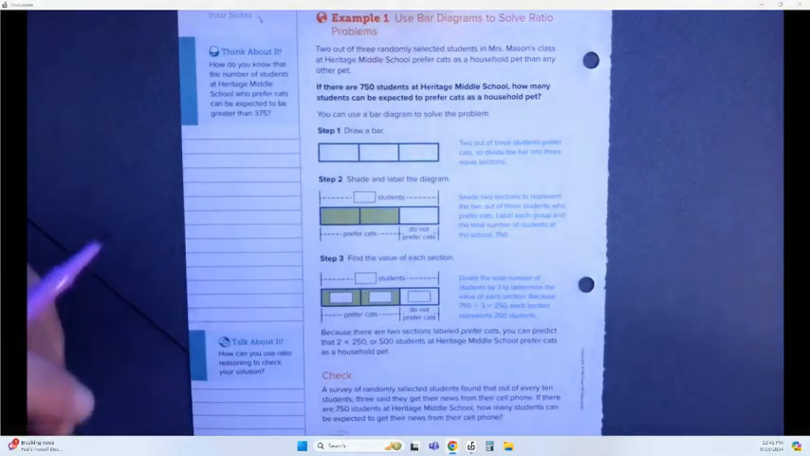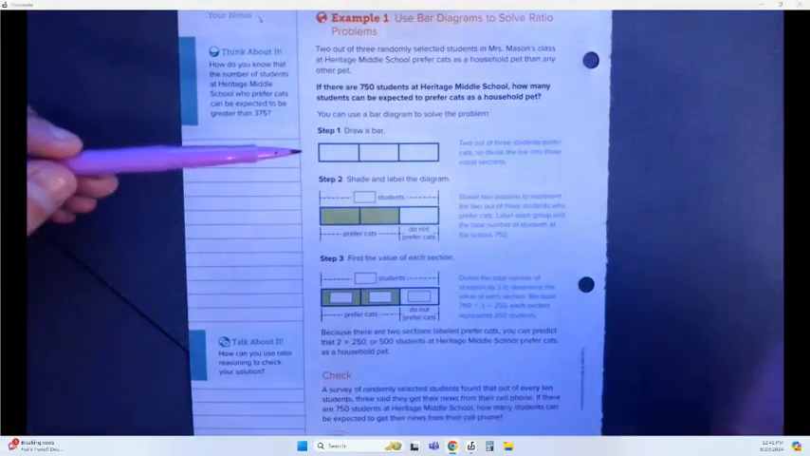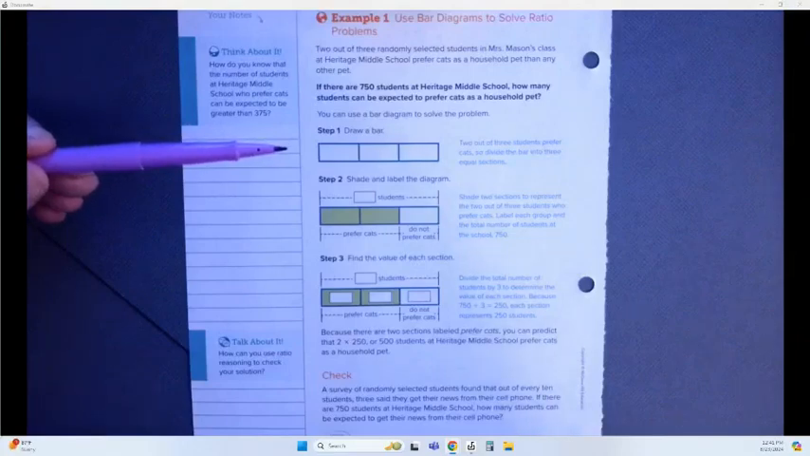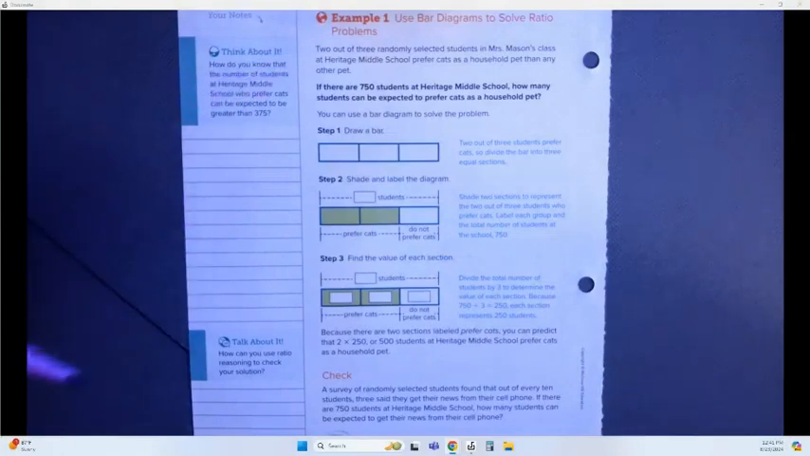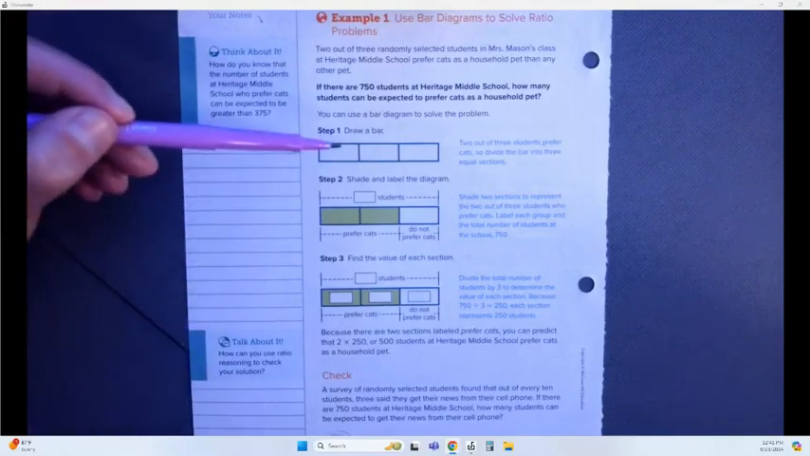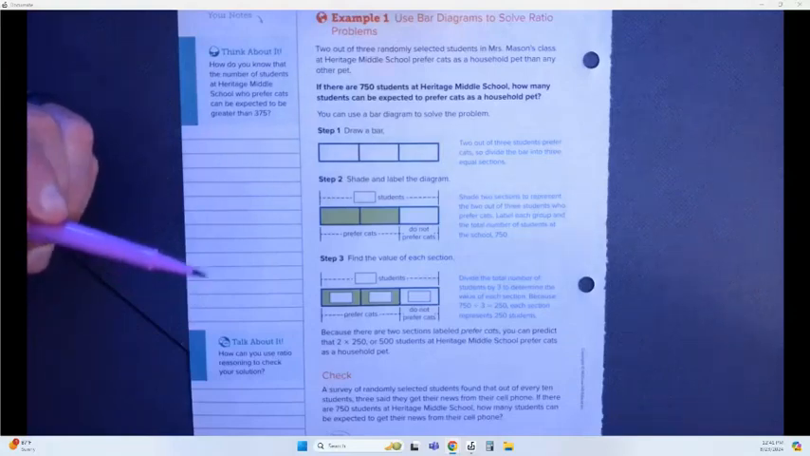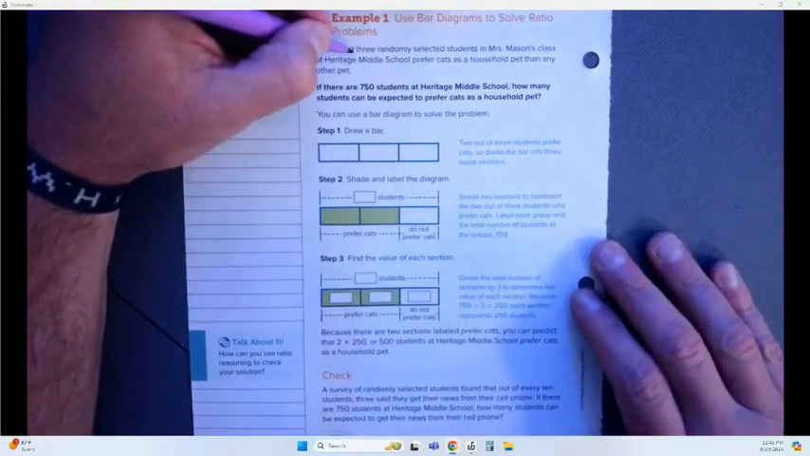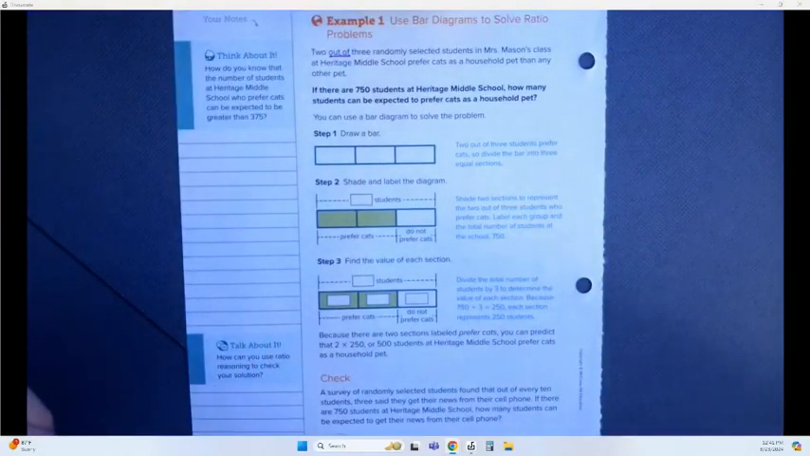household pet? Okay, so the first thing we're going to do is we're going to use a bar diagram. So we have to draw our bar. Once we draw our bar, we take what we have learned from our word problem above, which tells us 2 out of 3 randomly selected students prefer cats. So since it's 2 out of 3, we're going to make 3 portions in our bar. The big thing to remember here is if it says out of, and then whatever number comes after that, 3 tells us how many sections the bar needs to be cut into.